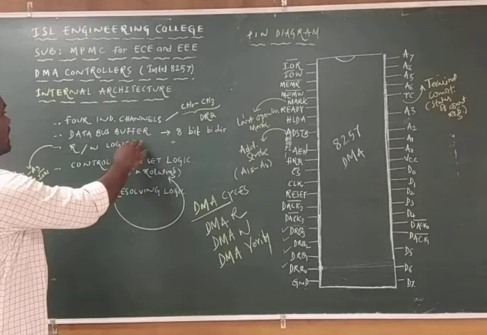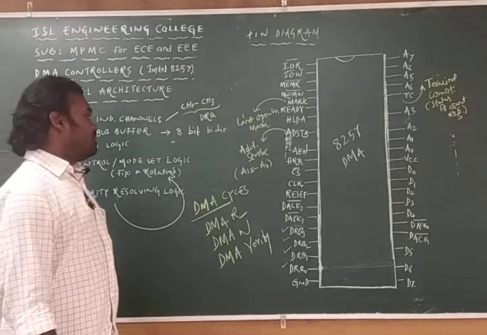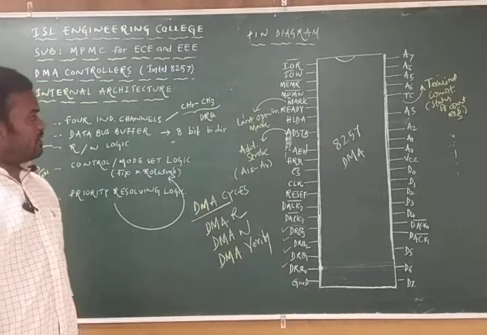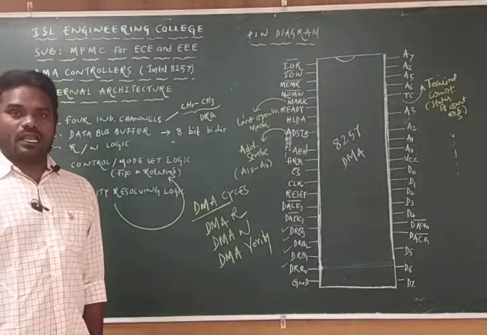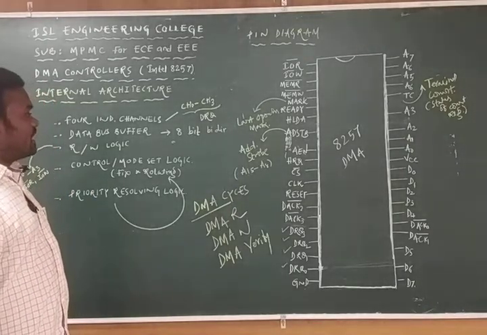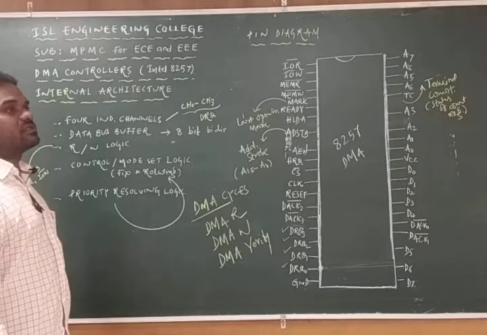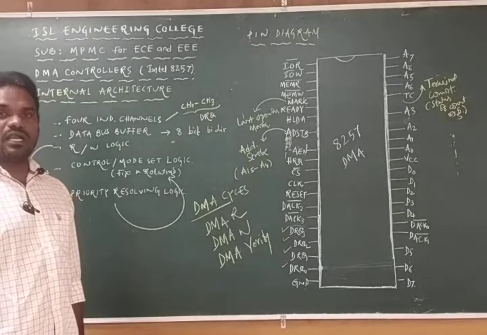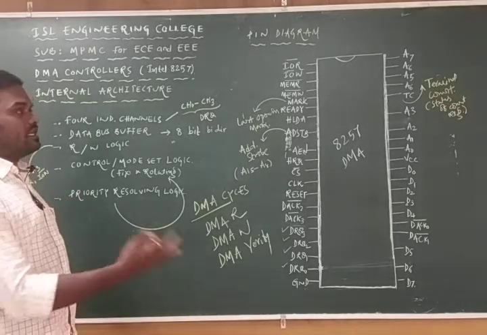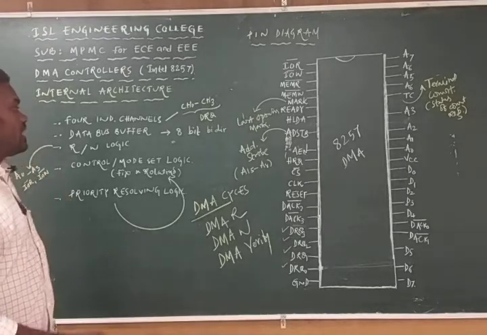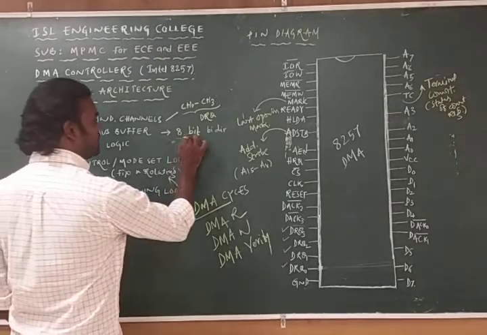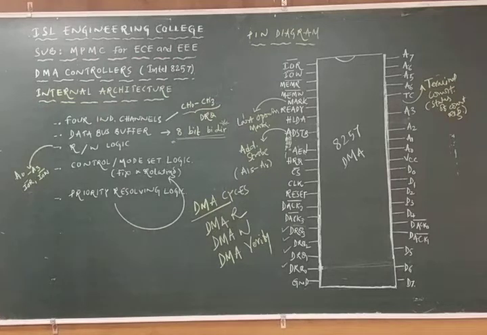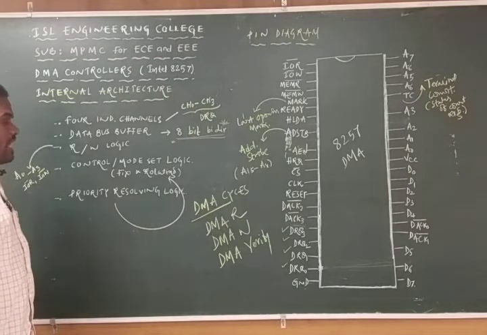Next one is the data bus buffer, and it is an 8-bit data bus buffer. That means, in order to get the data from any memory location, it requires the data bus, and the data bus size is 8-bit and it is bidirectional, because input output devices interfaced with the 8086 microprocessor can either read the data from the memory or write the data into the memory. So this data bus is a bidirectional one. That means it can take the data into the memory and it can take the data from the memory location, so it is an 8-bit bidirectional bus.